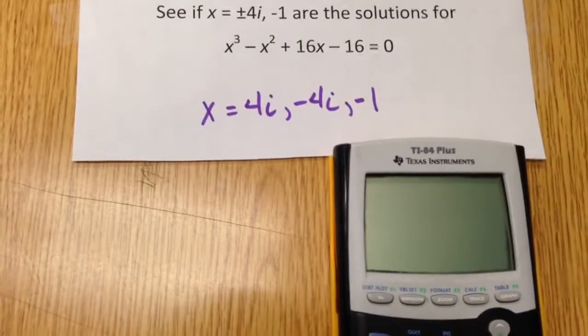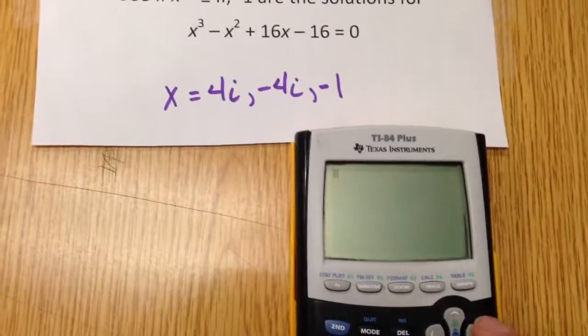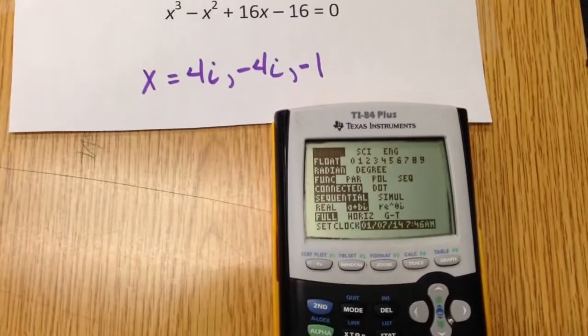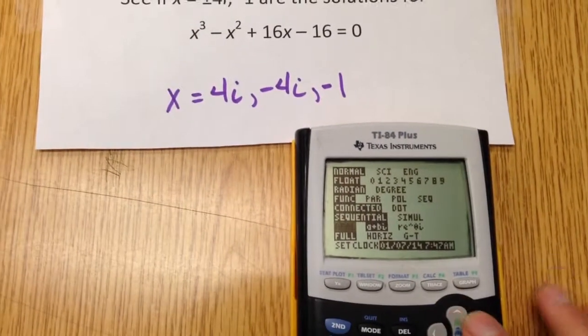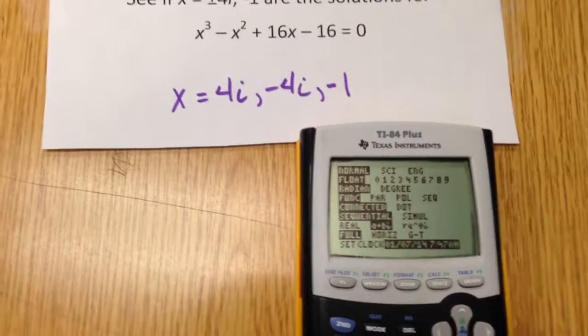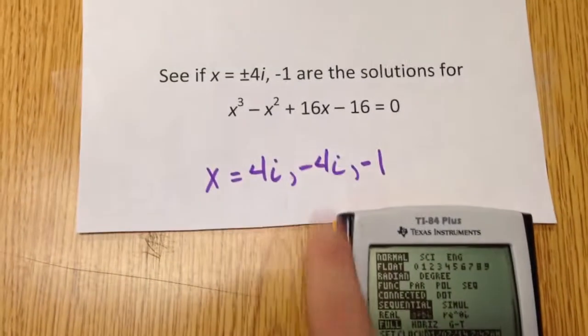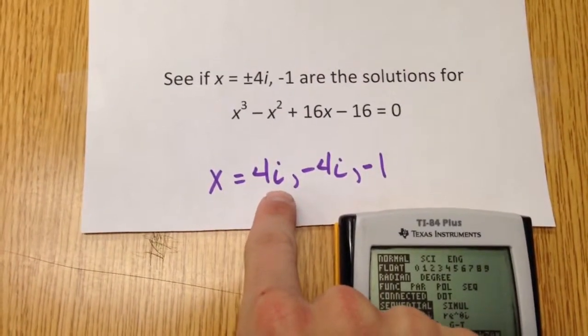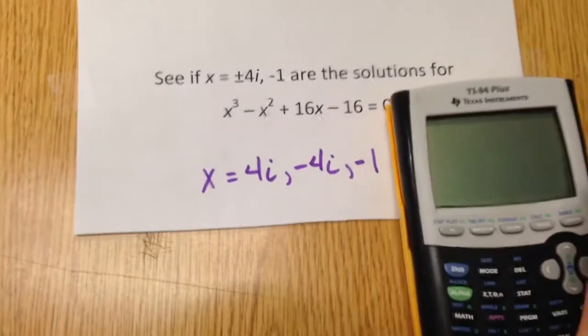And first things first, we need to make sure that our mode is set to a plus bi. Let's turn this thing on, hit the mode button, and it actually is. I had mine set already, but if yours isn't, you go down the reel, you hit right once, you hit enter, and make sure that that guy right there is highlighted. Very good. We have to make sure that if we substitute these i's in, it'll work just fine. Let's quit out of this.